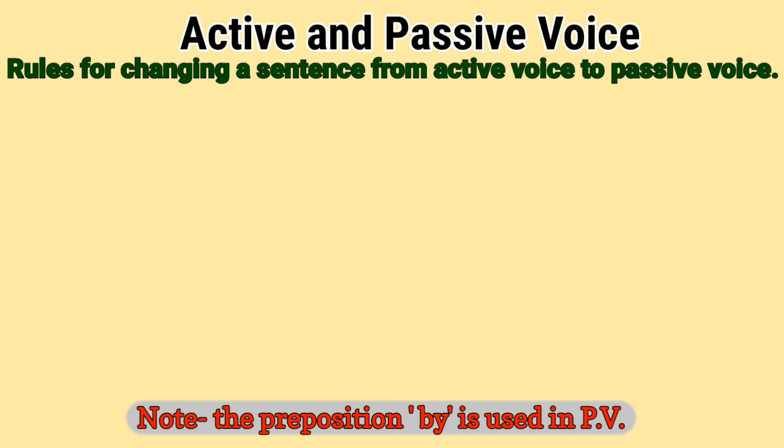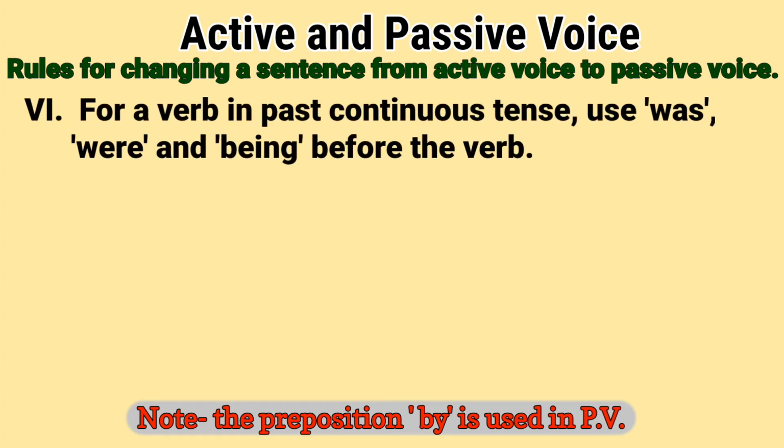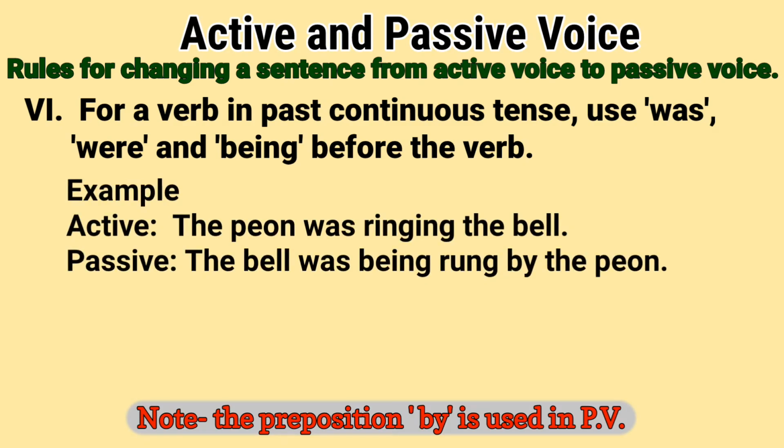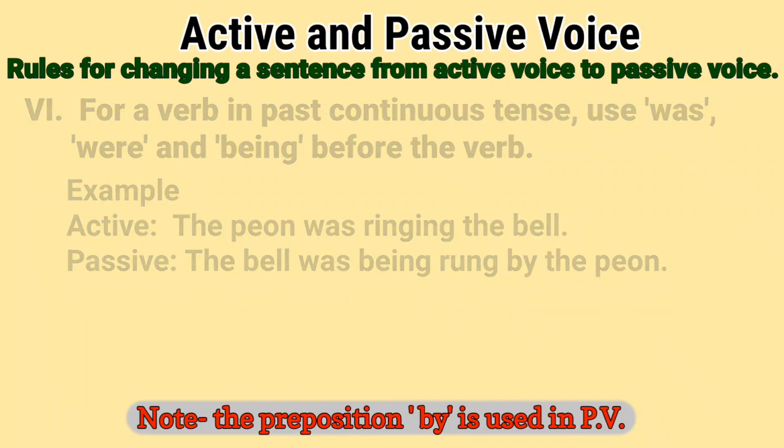The sixth rule: for a verb in past continuous tense, use was or were plus being before the verb. The peon was ringing the bell. The bell was being rung by the peon.